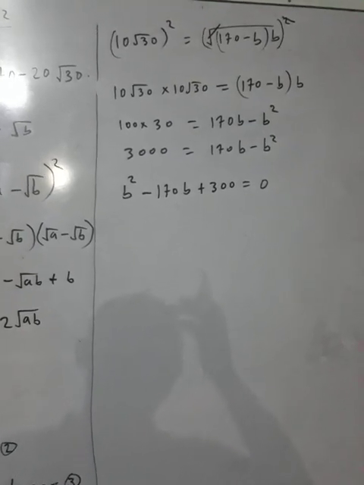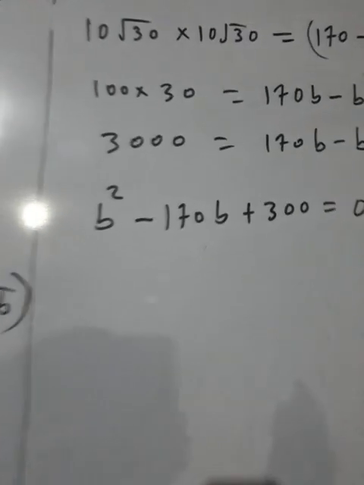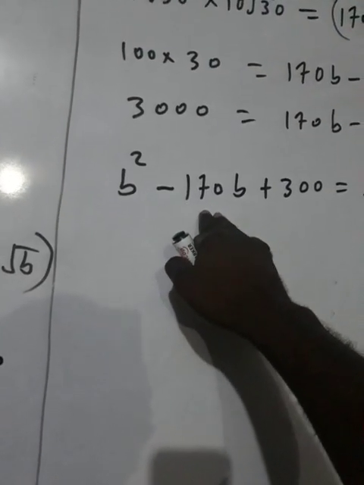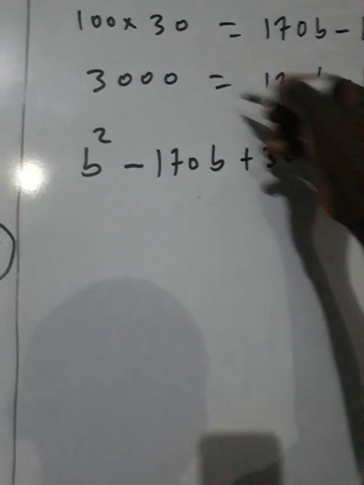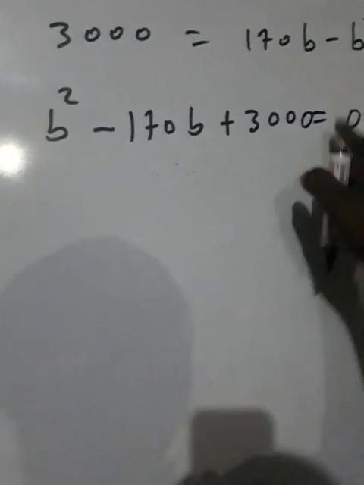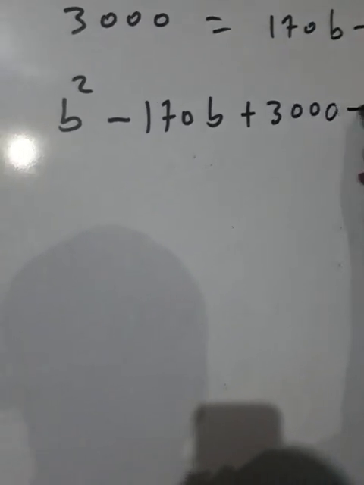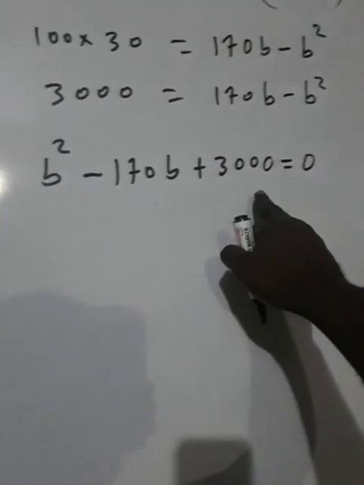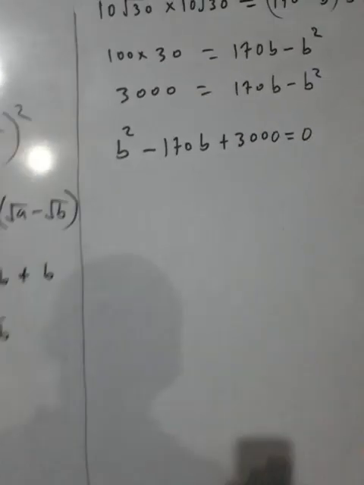It's factorable, so we can factorize it. We find two numbers that add to give us minus 170, and the product is 3000. Sorry, 3000, not 300. The product is 3000. Two numbers to add to give us minus 170, and the product to be 3000.